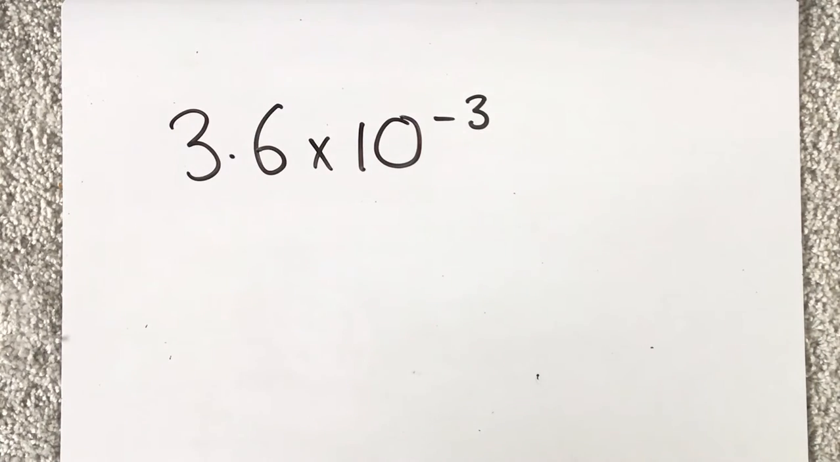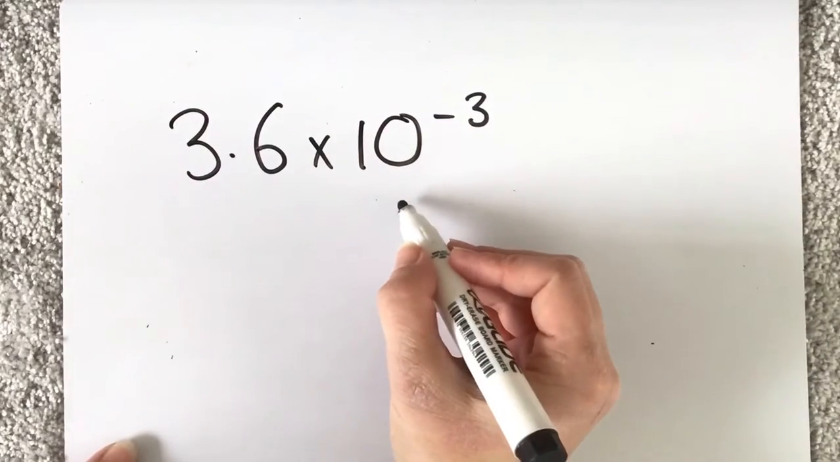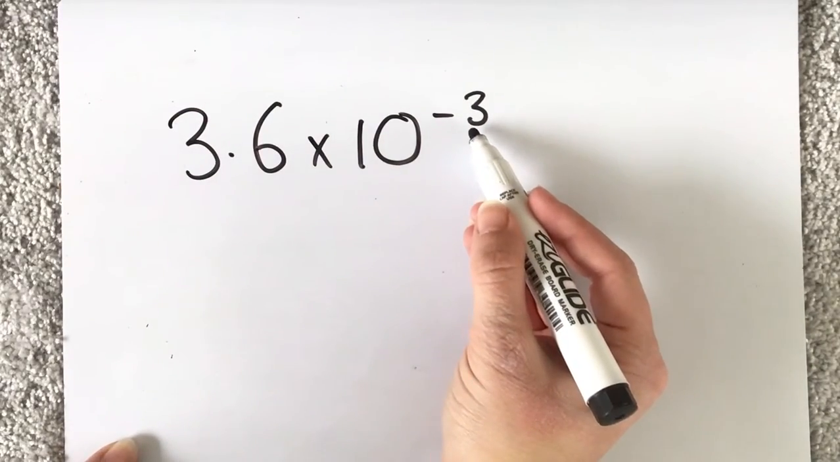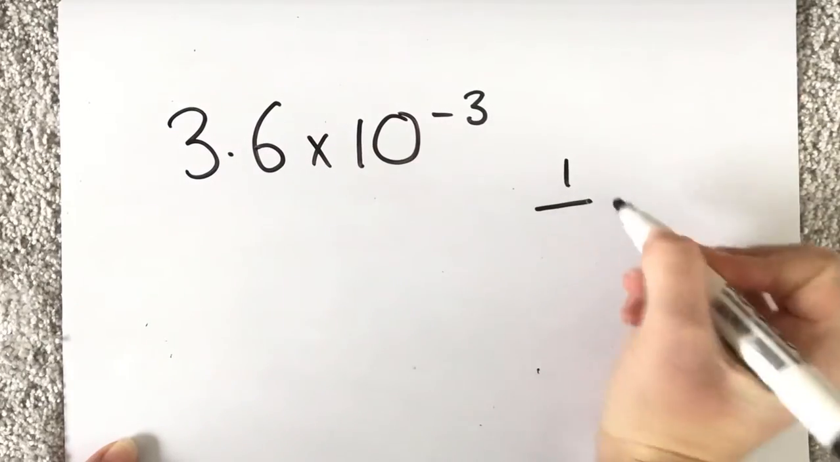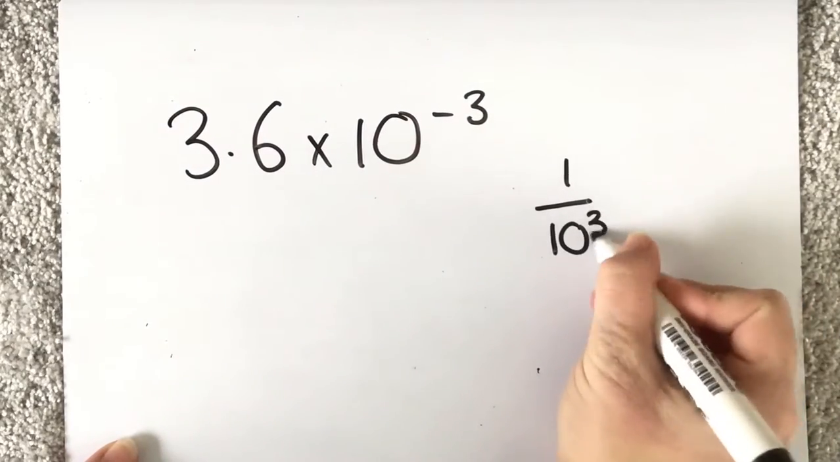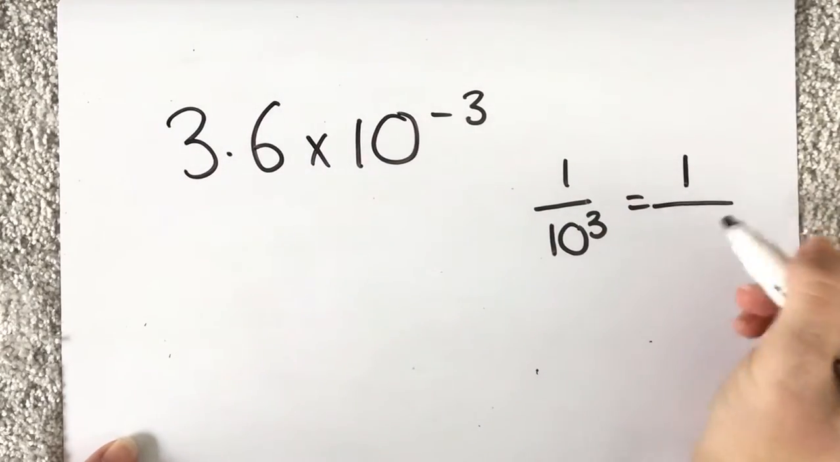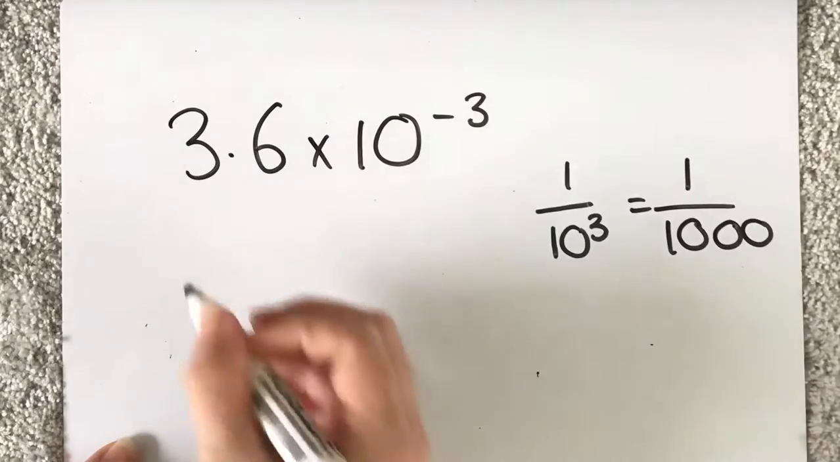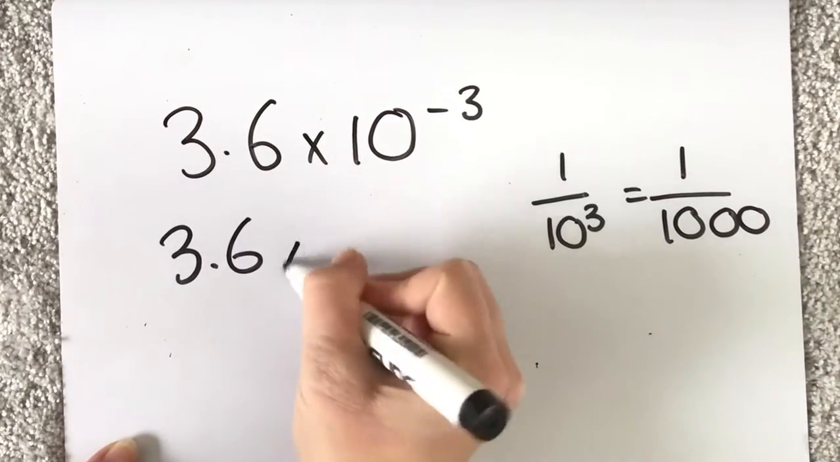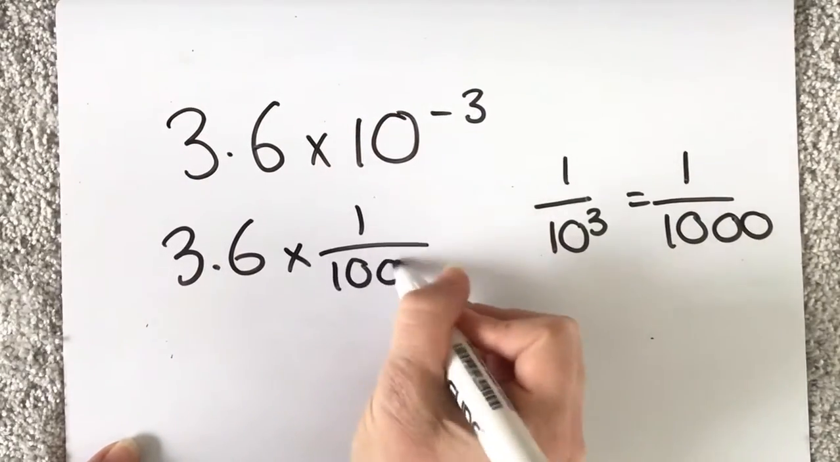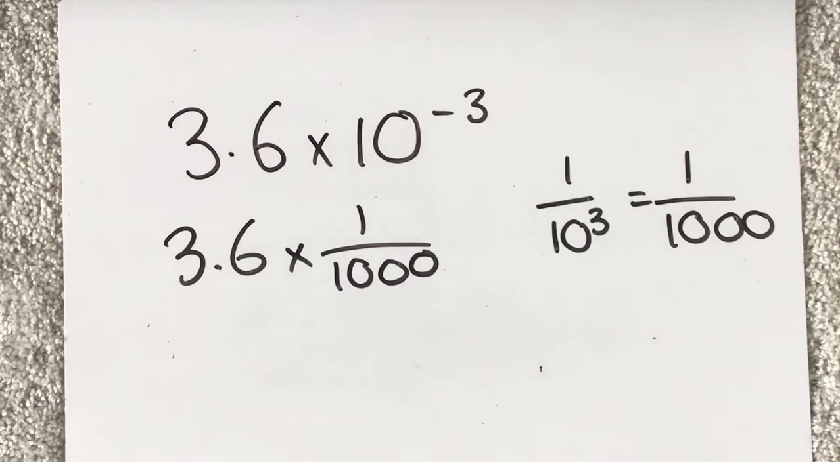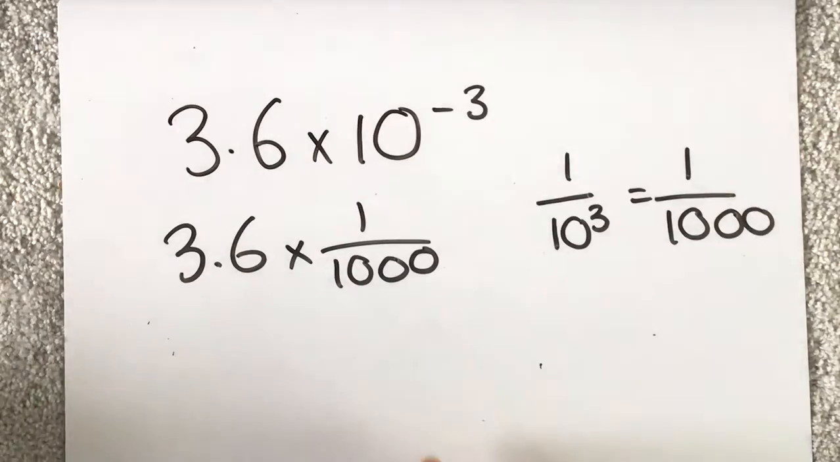Times 10 to the negative 3, I could write that, if I think back to my laws of indices, a negative index means 1 over. So I actually have 1 over 10 cubed. Now 1 over 10 cubed, because I make it positive, is actually 1 over 1,000. So what I'm doing is 3.6 times 1 over 1,000. Now you don't need to know that. That is a little bit confusing for some people, but that's where it comes from. What you do need to know is how that changes it.